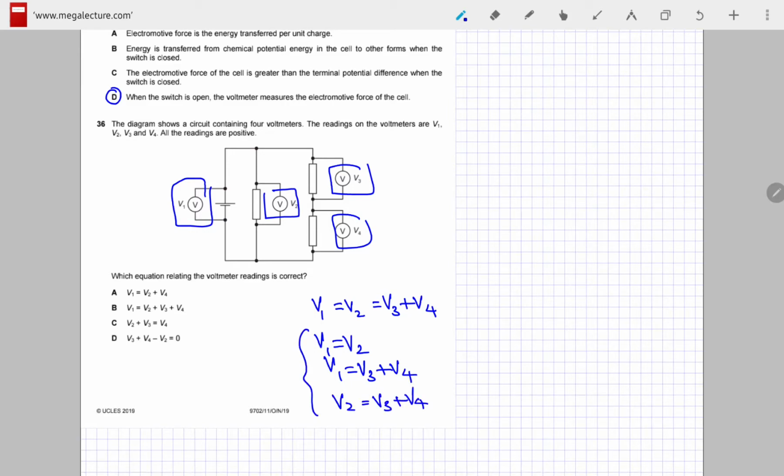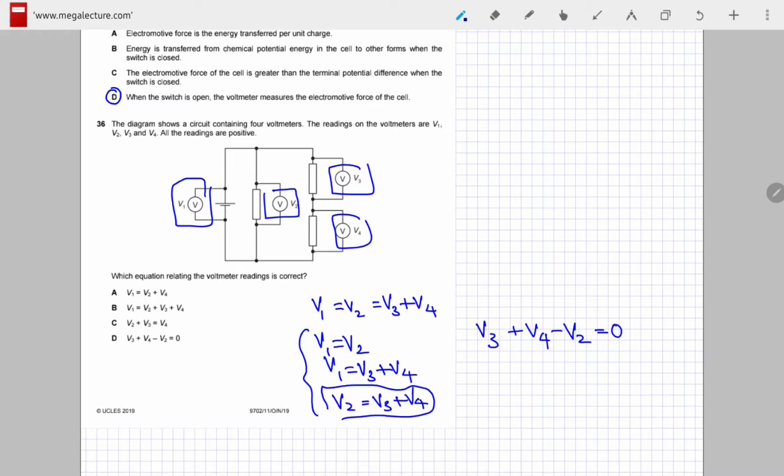So we have these three expressions from this one, and now we can rearrange the last one, which gives me V3 plus V4 minus V2 is equal to 0, right? So we have just rearranged this one.